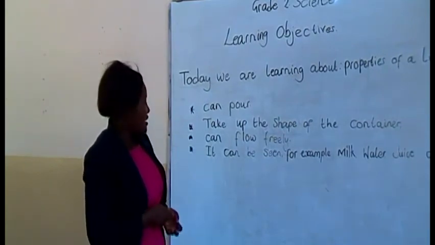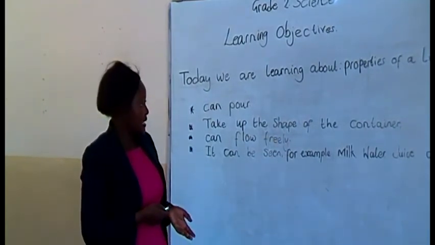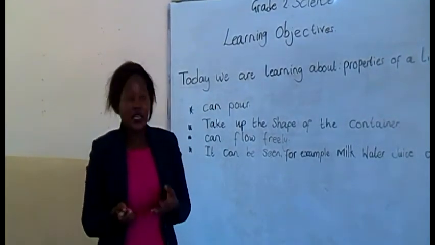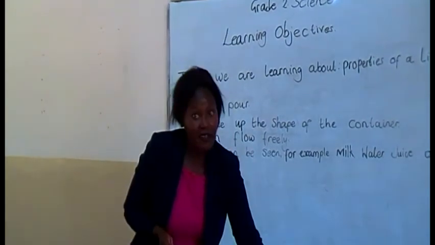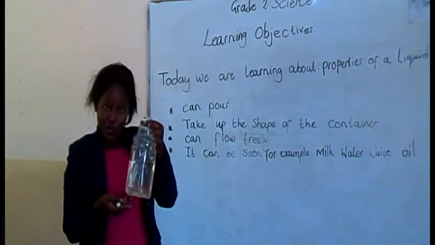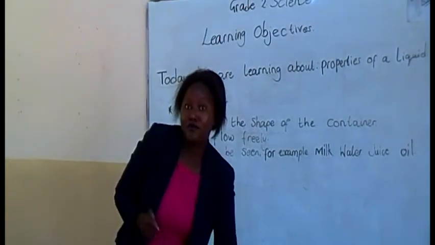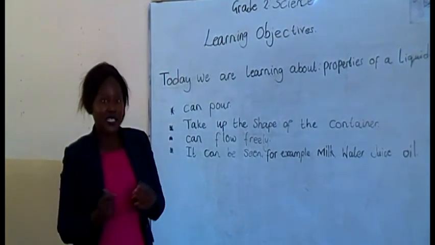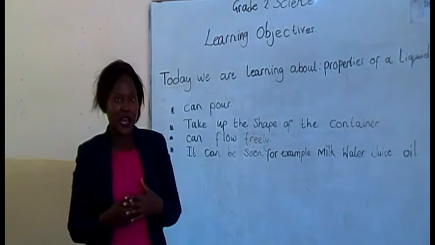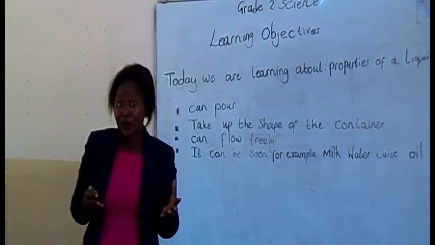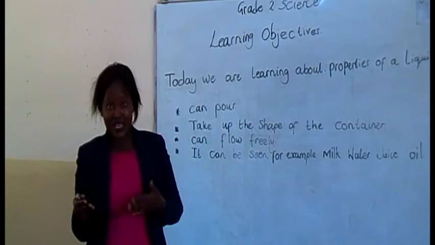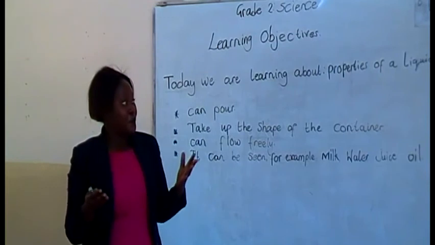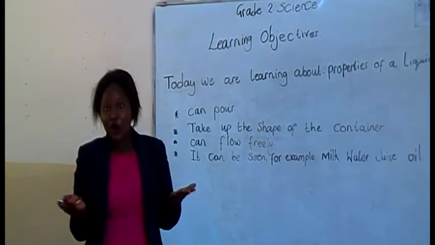Then, our last property of a liquid for this week is that it can be seen. For example, milk. I'm sure you're able to see milk. Milk has the color white. It's white in color. And then water, as they say, water is colorless, but you can still see it. And then another example, juice. I'm sure you love mango juice, grenadilla juice. That has got a color, which is a liquid. Another example of a liquid that we have is cooking oil. I'm sure you're able to tell that this is cooking oil, this is water, and this is milk by its color. Another example of a liquid that you know: tea is an example of a liquid, coffee is an example of a liquid.